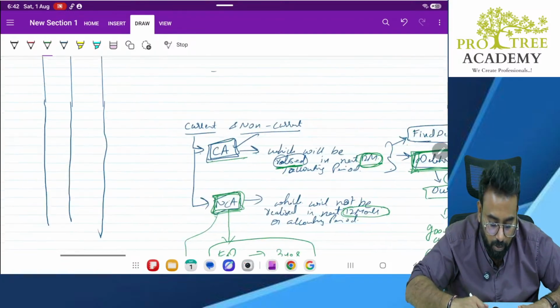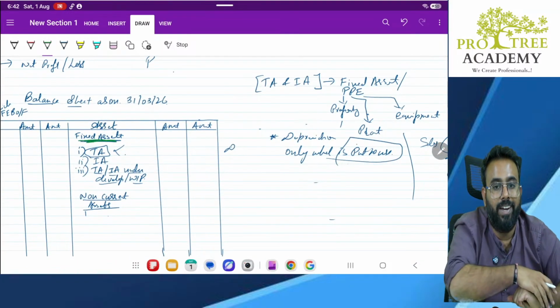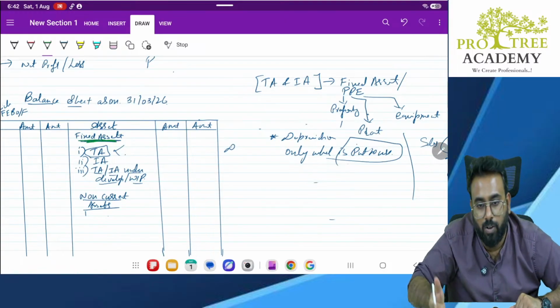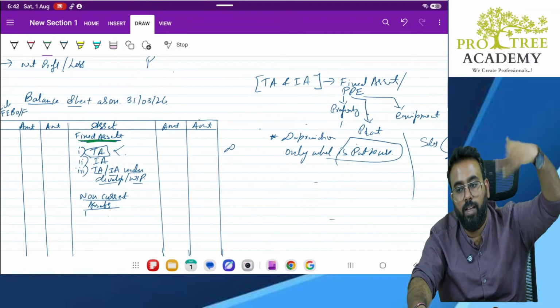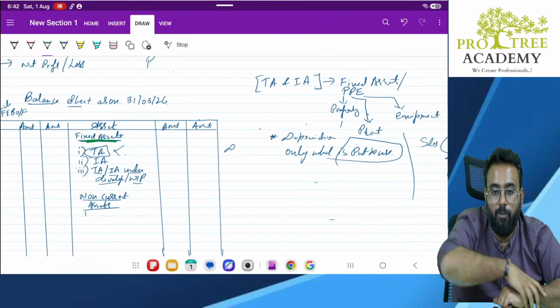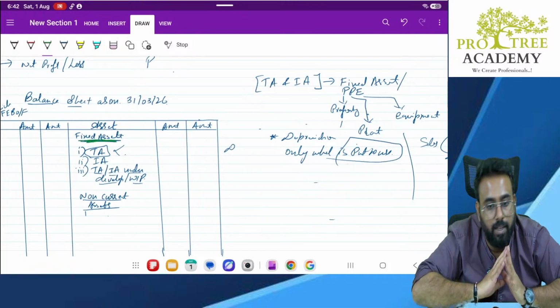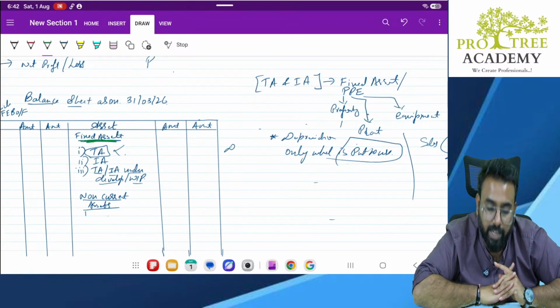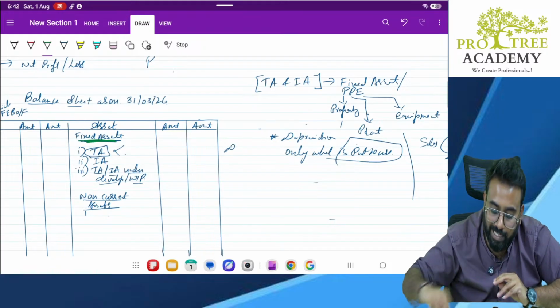Now you may come up with a question. Sir, fixed assets also can be called non-current assets, correct or no? Fixed assets, we keep on telling, are the assets which are used beyond the next financial year. That means we are going to use it for more than one financial year, in the business to generate revenue. Now you may ask a question. Sir, can we call fixed assets also non-current assets? Answer is no.